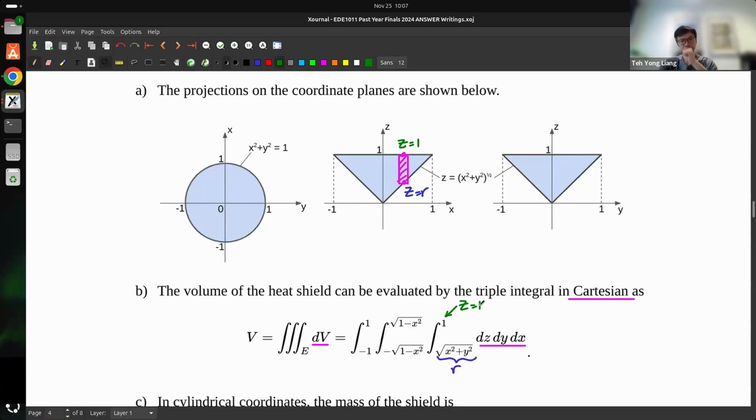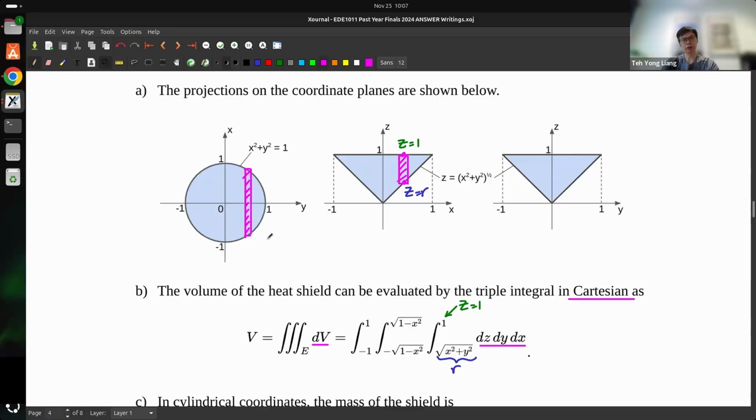Once you have that, you have to integrate over x and y. You just look at the unit disk here, because after you integrate with respect to z, you don't need to look at the z axis anymore. That means you don't need to refer to the projections on the zx plane and the zy plane. You refer to the xy plane because now you're integrating with respect to x and y. So with respect to x and y, maybe you can do dy first. If you do dy first, that means the element becomes like that. So this will be your element.